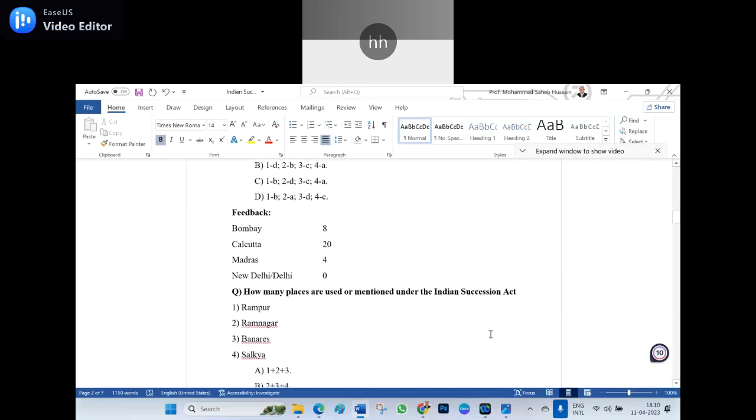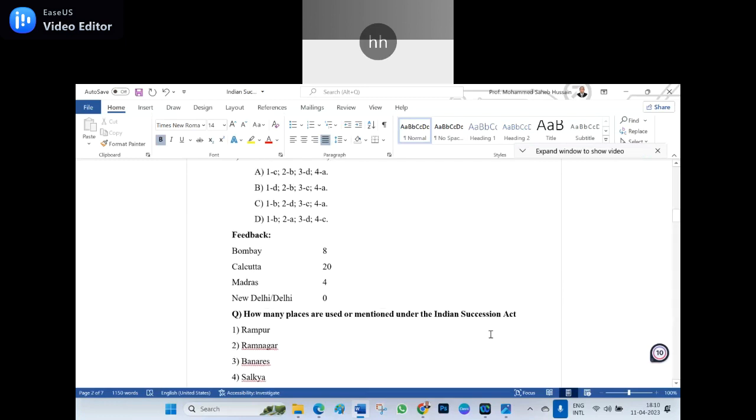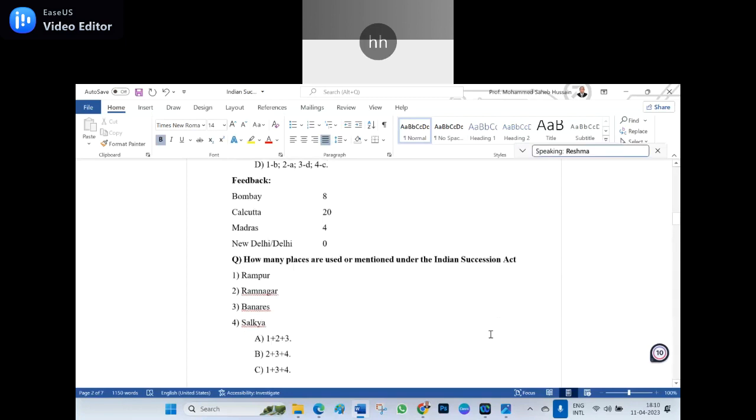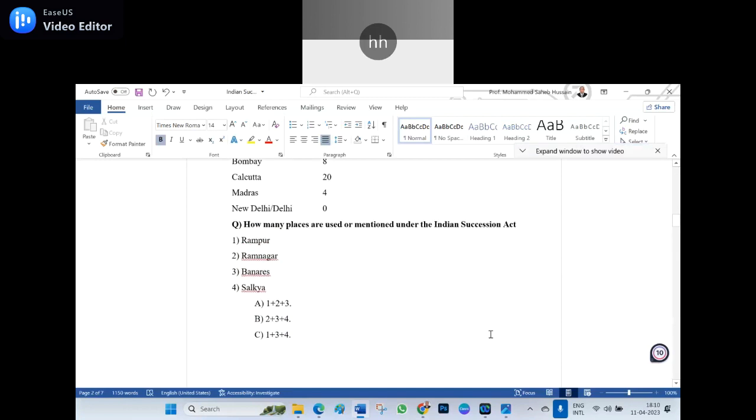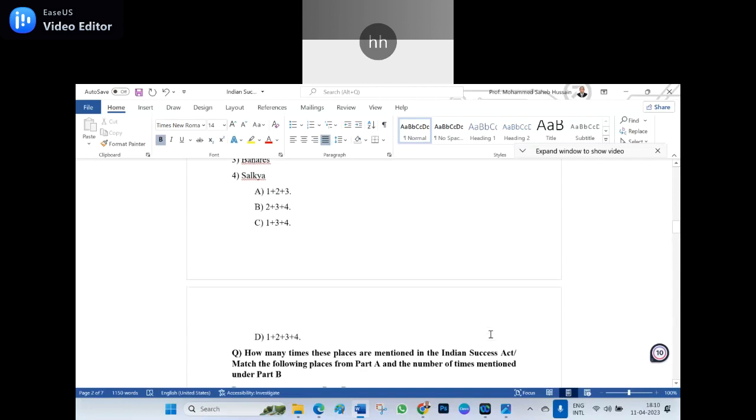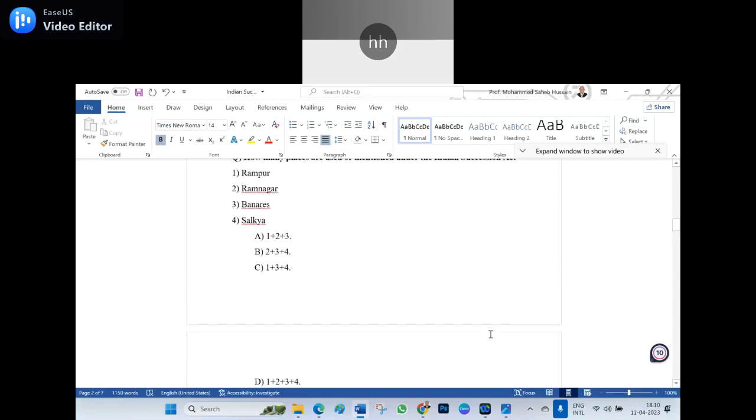Okay, how many of these places are mentioned under the Indian Succession Act? Number 1, Rampur. Number 2, Ramnagar. Number 3, Banaras. Number 4, Salkia. Answer options: A, 1 plus 2 plus 3. B, 2 plus 3 plus 4. C, 1 plus 3 plus 4. D, 1 plus 2 plus 3 plus 4.